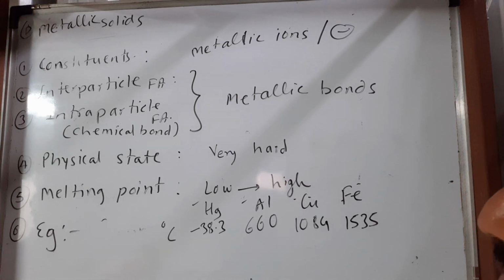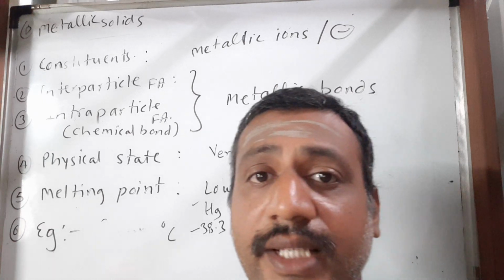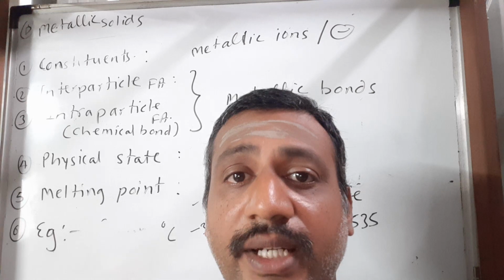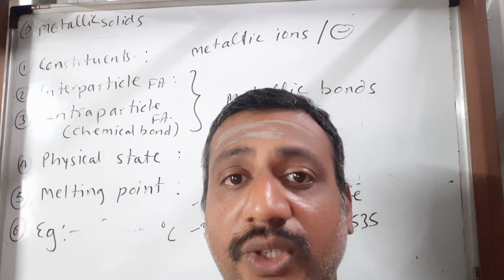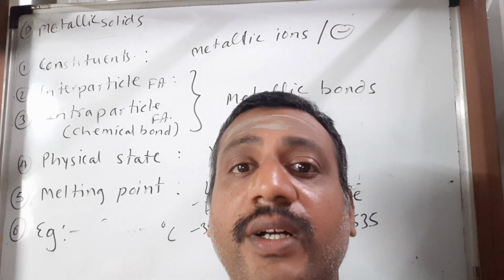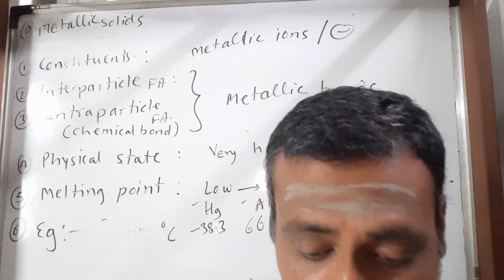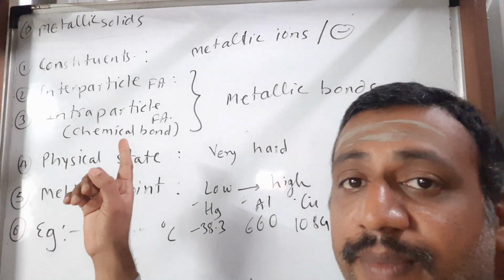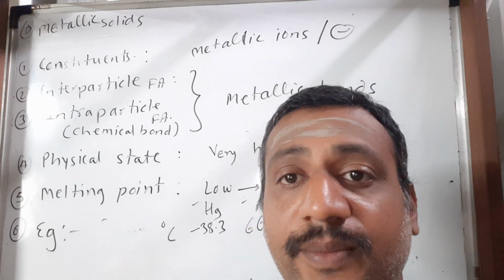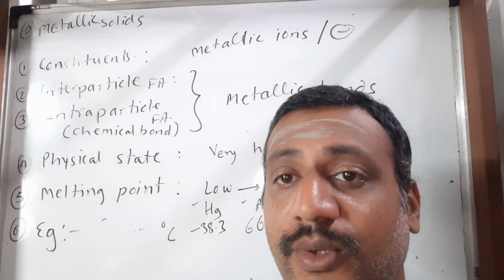So in the current lecture we discussed that crystalline solids are of four types: molecular, ionic, covalent and metallic. Molecular solids are further classified as polar molecular, non-polar molecular and hydrogen bonded molecular solids. We covered them with respect to constituents, interparticle forces, intraparticle forces of attraction, physical state, melting point and corresponding examples. Here I tried to explain these properties.